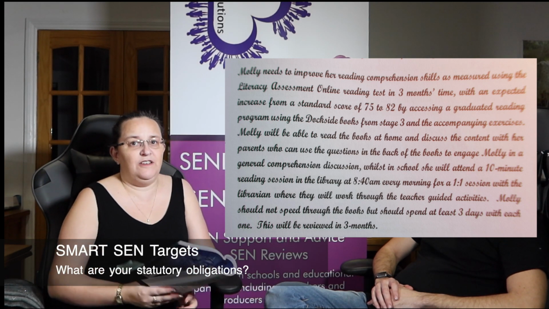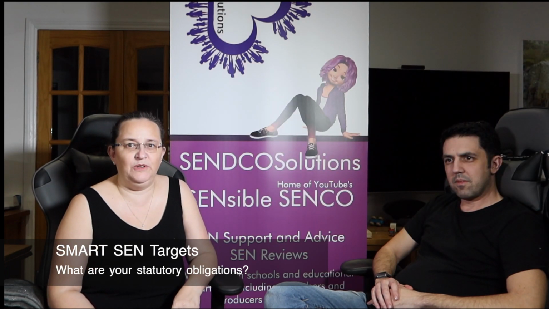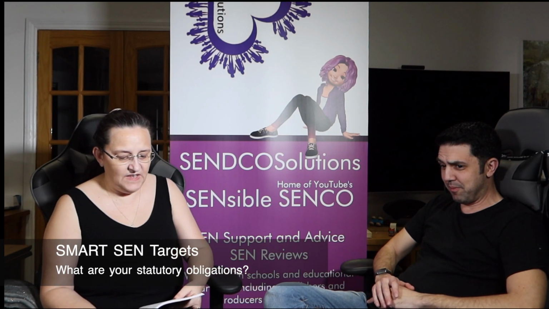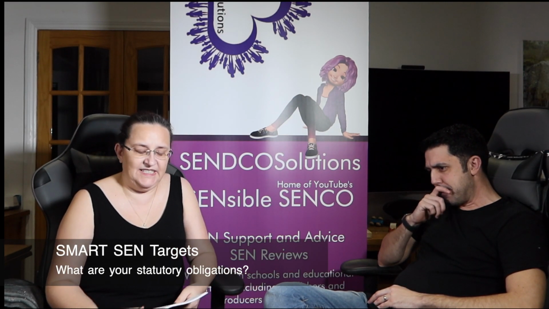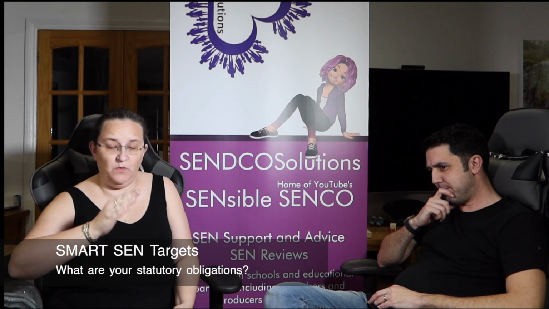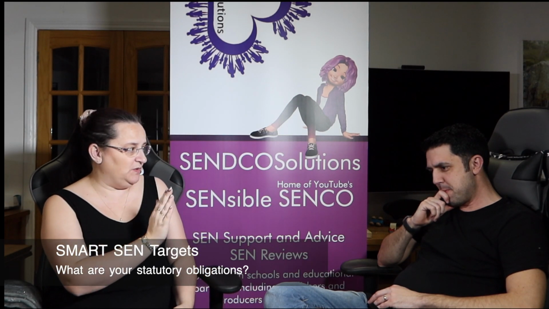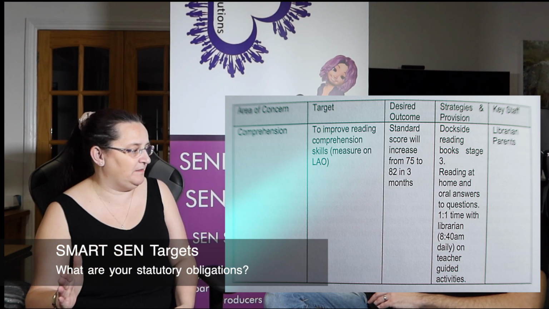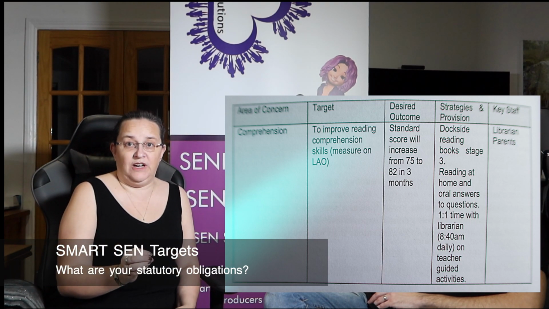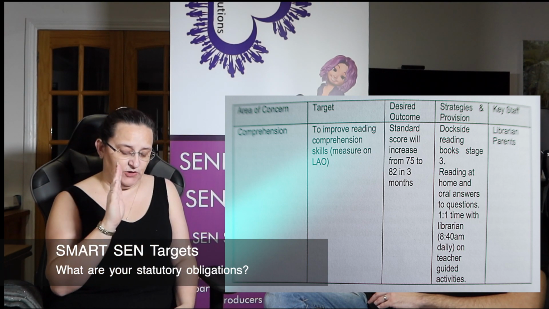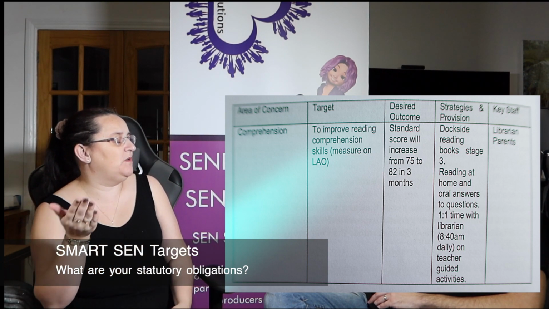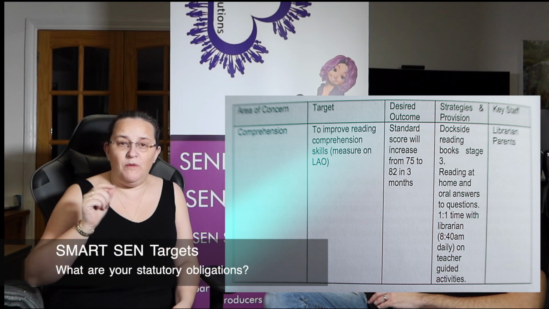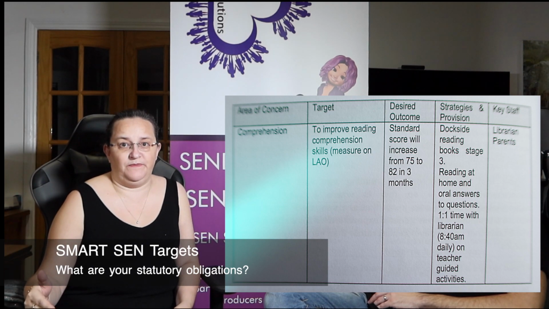I can guarantee that if you write that as a target, absolutely nobody is going to read it. It's not SMART, no. So what you do is you write it out as what you want them to achieve. My target is to improve reading comprehension skills as measured using Literacy Assessment Online. What is my outcome? I want her standard score to increase from 75 to 82 in 3 months. There's that time-bound bit. Okay. How am I going to do it? Give a bit of information.